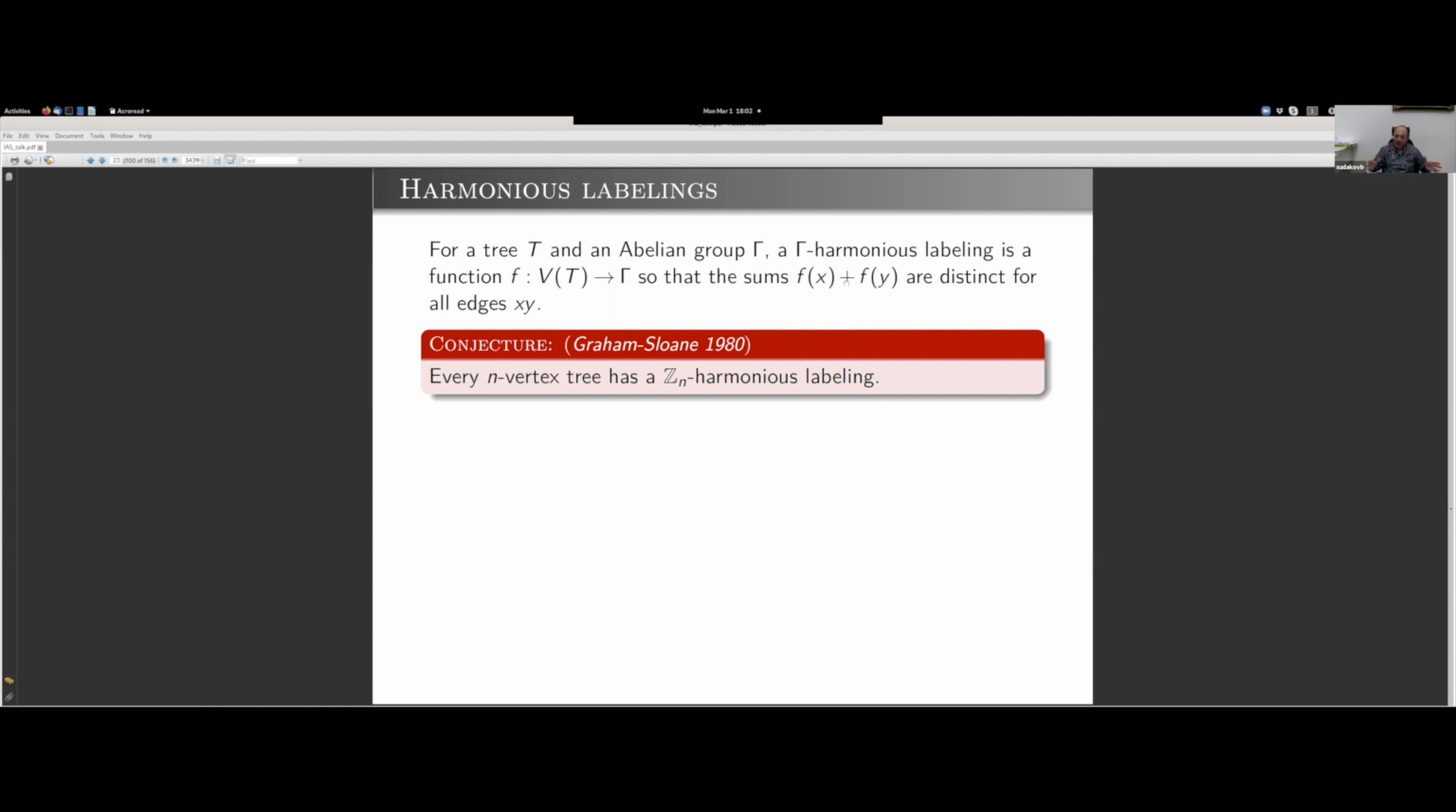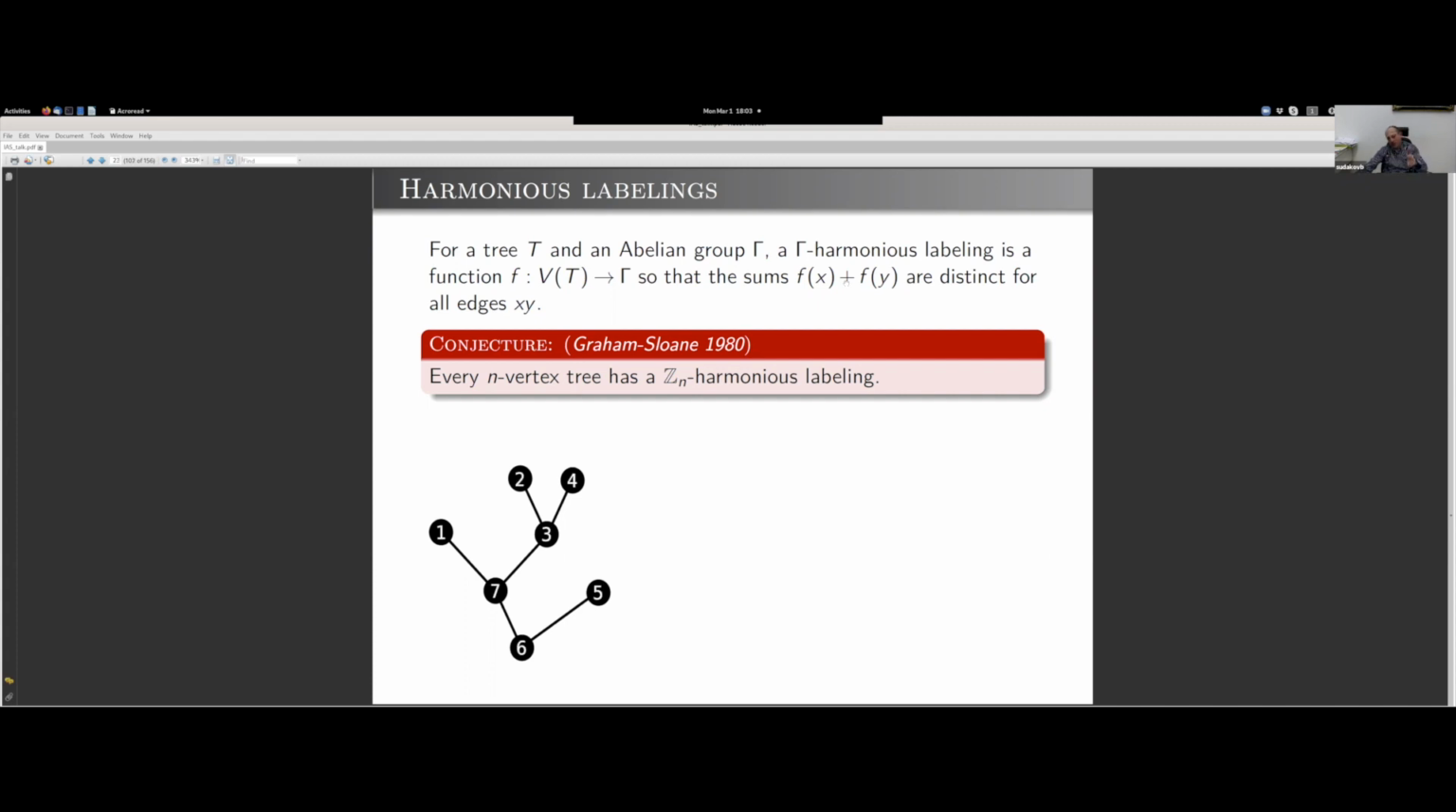So if you take a residue mod n, you can assign it to the vertices of your tree such that the labels which you get along the edges are all distinct. So let me show you. So here's a tree of 7 vertices. So I want to assign labels from 0 up to 6 to these vertices, such that the sums along the edges, the tree has 6 edges, I get 6 sums, would be all distinct.